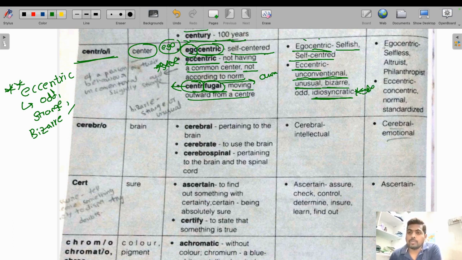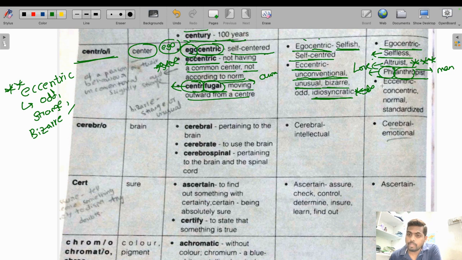And coming to the antonyms, egocentric synonym will be selfish, so opposite will be selfless, means you always think about others. And altruist. Altruist is an important word, as I mentioned previously also. Altruist means a person who loves mankind or who thinks about others. Philanthropist. Philanthropist means, as I mentioned earlier, phil means something related to love. Anthro means something related to man. So if you love humankind, it is philanthropist.